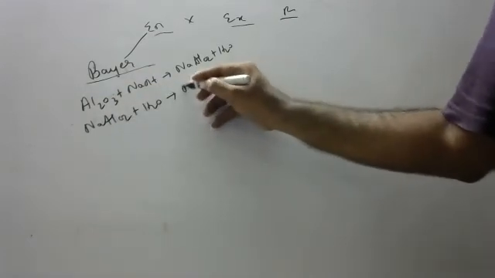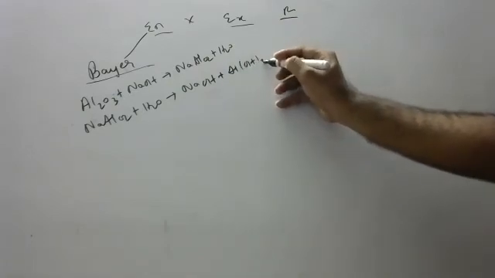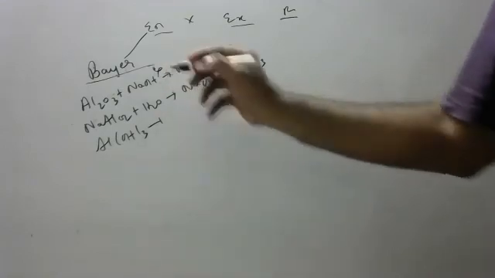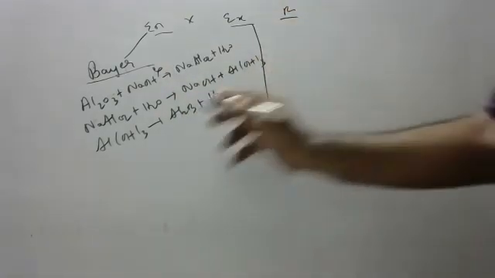Take NaAlO2, children, add water. When you add water, what do you get? NaOH plus Al(OH)3. Take that Al(OH)3 and heat it, children. And this is called leaching. Okay, Al2O3 plus H2O. Now all the impurities are gone.